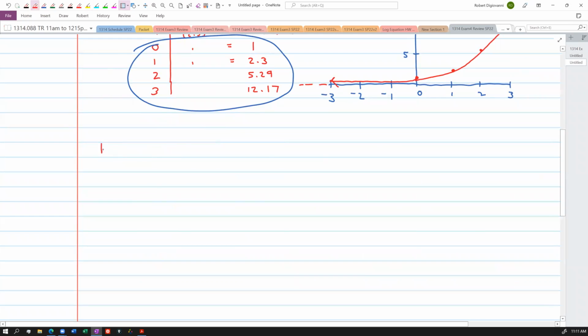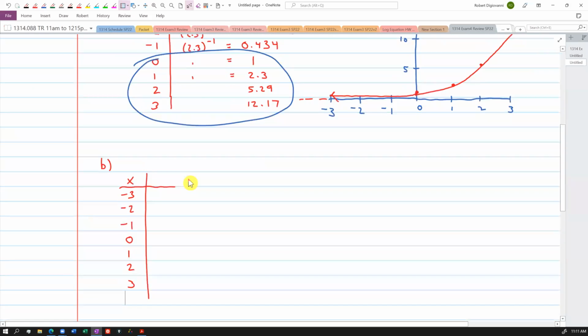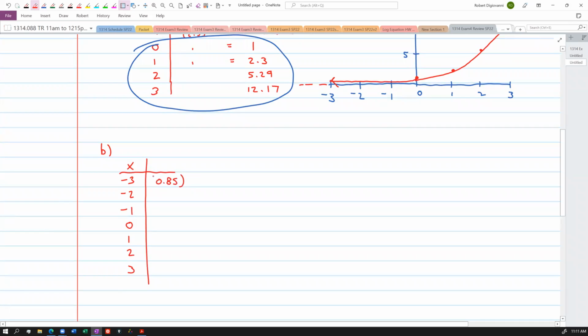So for part B, I make a table. X, -3, -2, -1, 0, 1, 2, 3. And remember, I'm taking 0.85, raising it to the -3, 0.85, raising it to the -2, and so on and so forth. Go ahead and do that and get your answers here. Oops. Wrong key here. Okay, I get 1.6263, I'm rounding. I get 1.38.